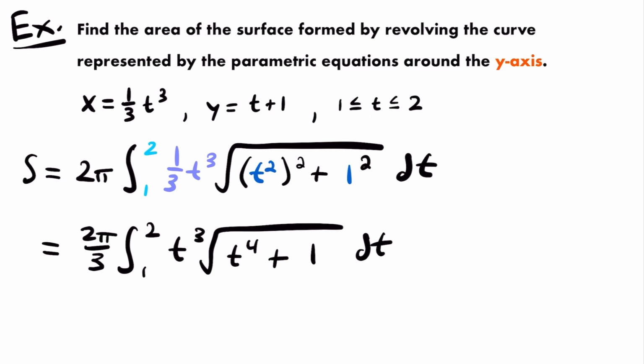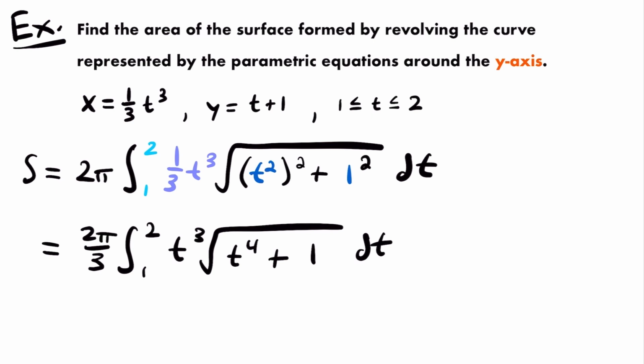Typically, you want to set the inside function of your composite function equal to u. In this case, the outside function is the square root function, and the inside function is t to the 4th power plus 1. If we're going to set u equal to that inside function, we need to be sure that the derivative of that is also within the integral. Otherwise, u substitution is not going to work.